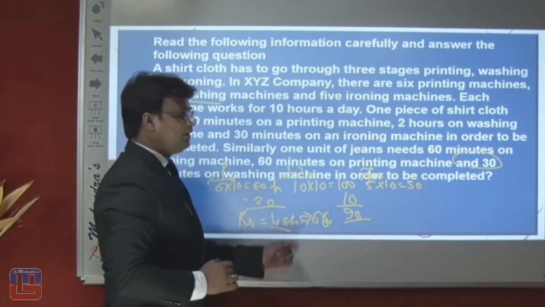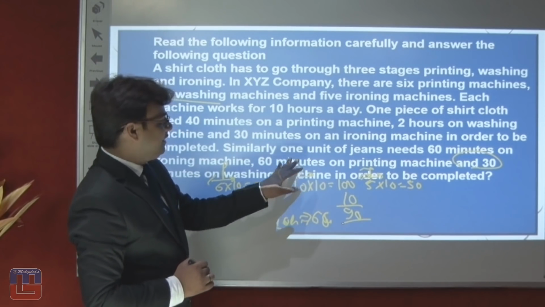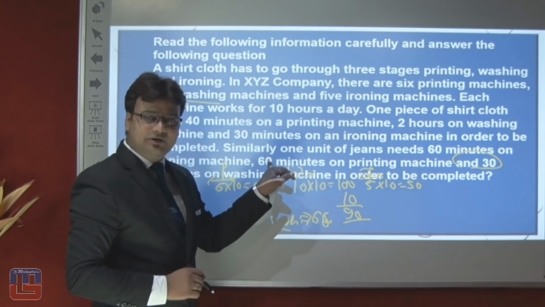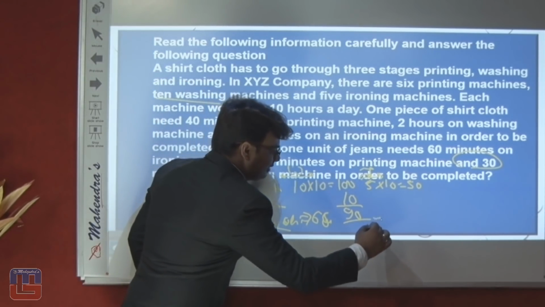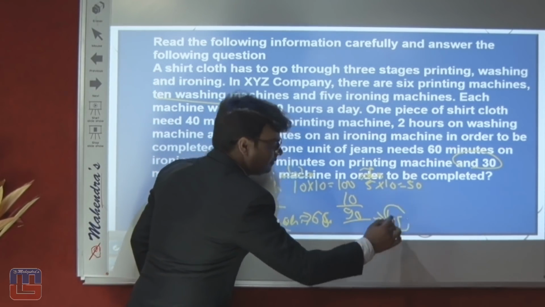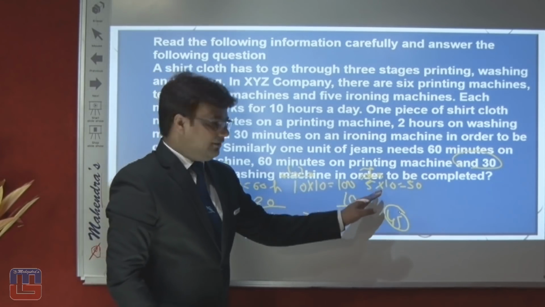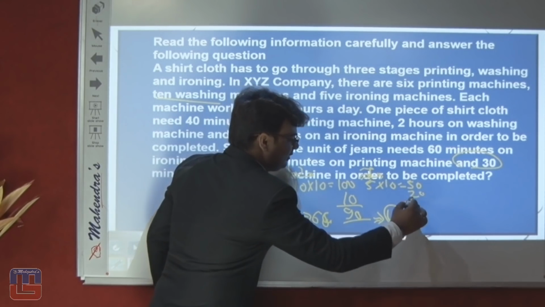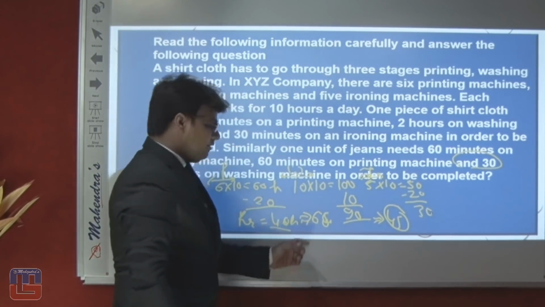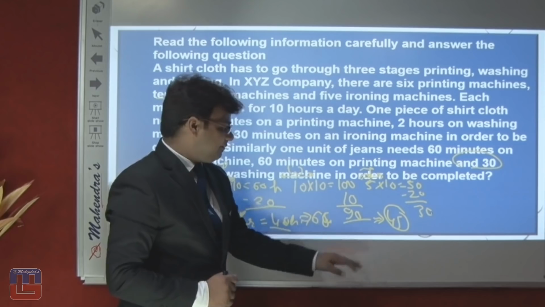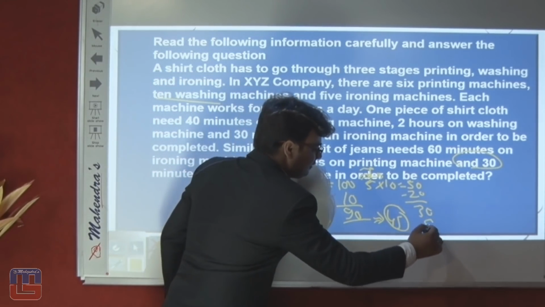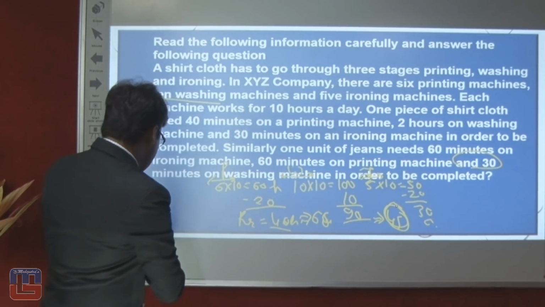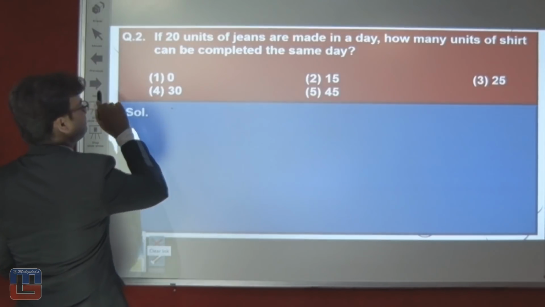In 90 hours, how many shirts can we wash? Washing requires 30 minutes per shirt, so we divide, and we complete only 45 shirts. Similarly, next we see ironing: 20 hours are used, so only 30 hours remain, which gives 30 shirts. The maximum possible shirts is 45, so the correct answer is 45.